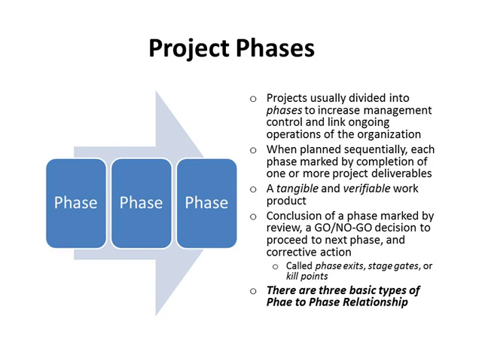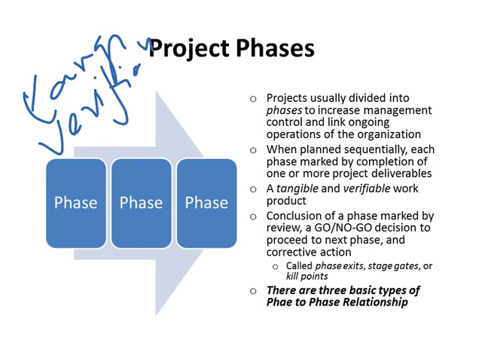Project phases. Projects are usually divided into phases to increase management control and linked to the ongoing operations of the organizations. When planned sequentially, each phase is marked by completion of one or more project deliverables. What are project deliverables? They are tangible and verifiable product. So, when planned sequentially, each phase is marked by a deliverable, and deliverables are the tangible and verifiable product.